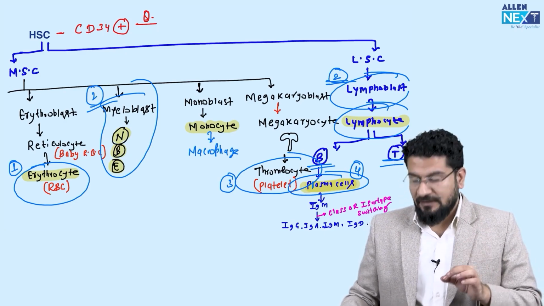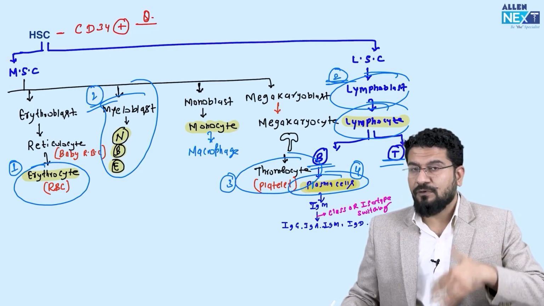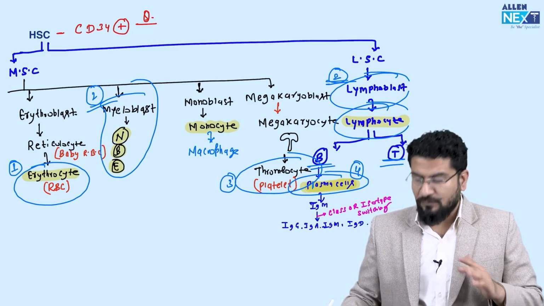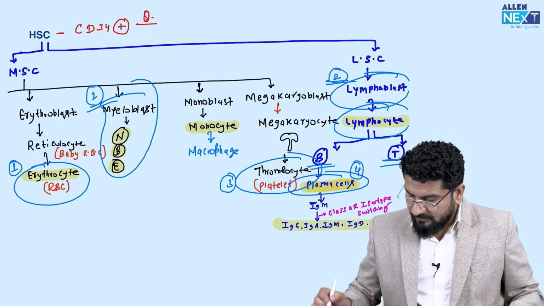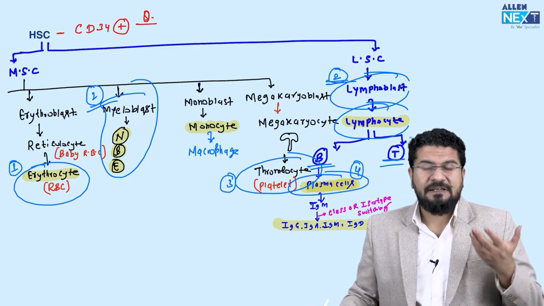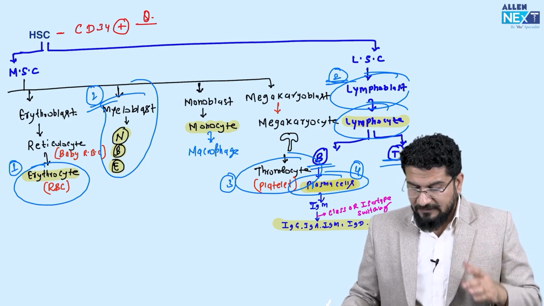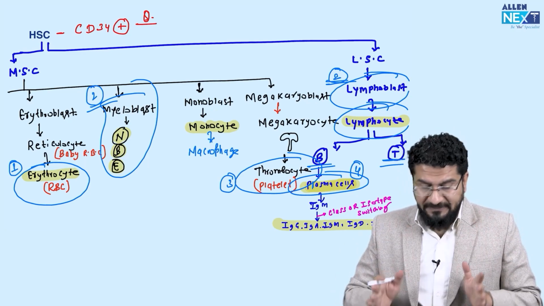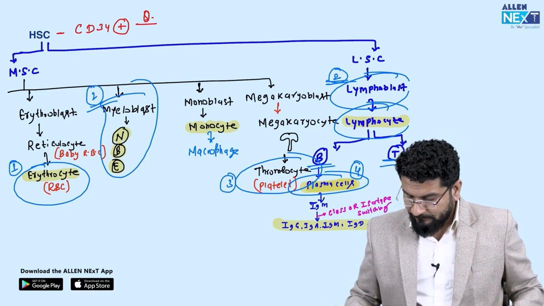Is it clear? So that is why you can see more plasma cells means more IgM, more IgM means more class switching, more class switching means more immunoglobulins. So that's why we see M spike, right? We see M spike in the IgG area. We'll discuss the entire thing, but the basic information is very, very important.